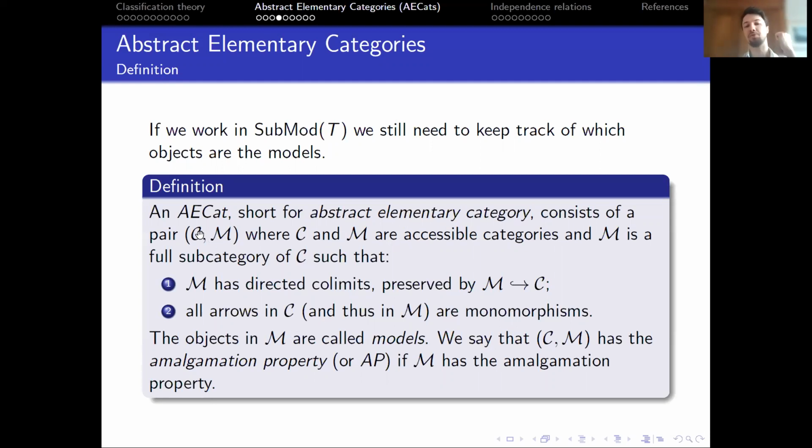You should really think of C as, for example, this category of subsets of models, and then M as the category of models in there. We say that this pair has the amalgamation property if M has the amalgamation property. So almost all conditions are just on M. In particular, if I have any AE cat (C, M), then (M, M) will also be an AE cat. So we can always restrict to just looking at the models and work in essentially a single category. It's just that C is there to make the framework flexible enough so that we can also work with subsets of models.